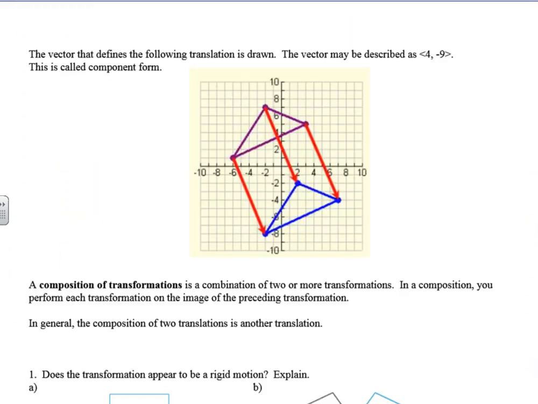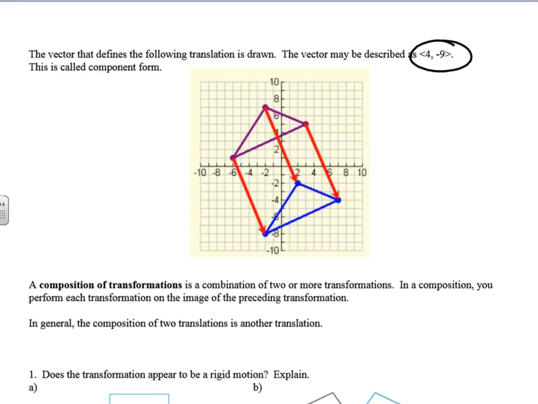Okay, so just looking at different ways. The vector that defines the following translation is drawn. The vector may be described as 4, -9. This is called component form. All right, so component form is this piece right here.